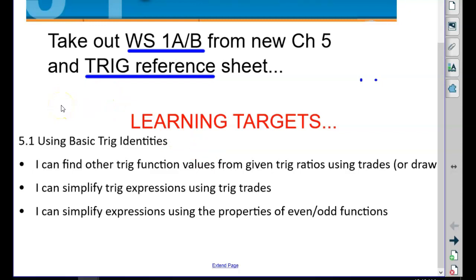All right, you should have out your reference sheet. Okay? The blue cardstocky one.